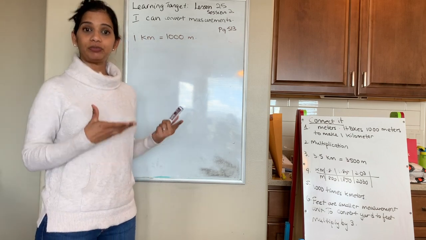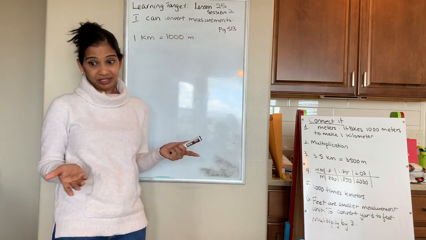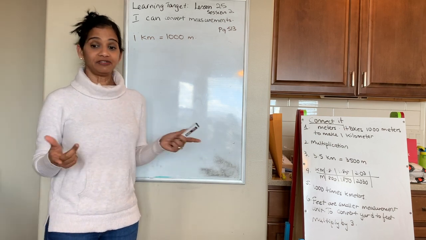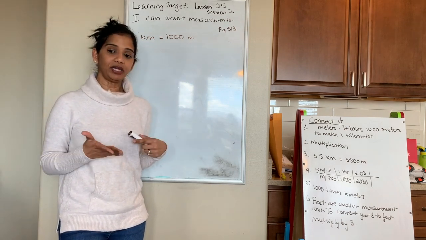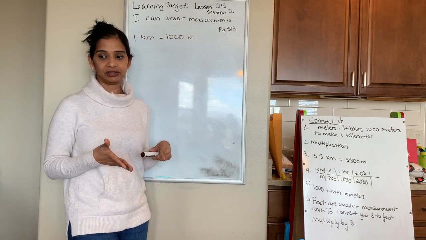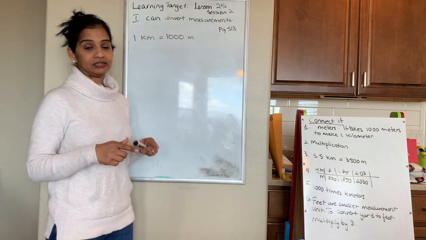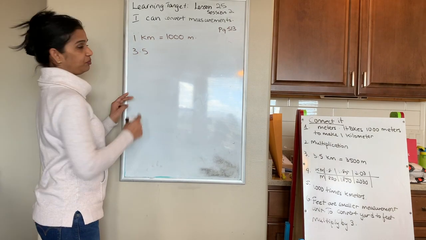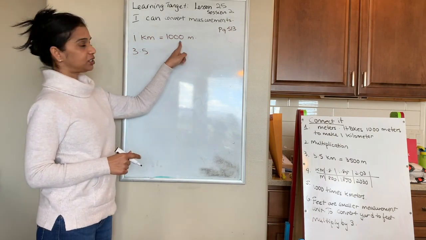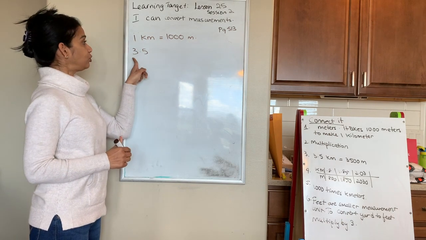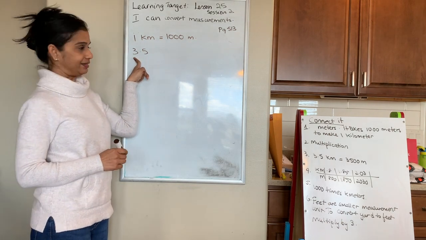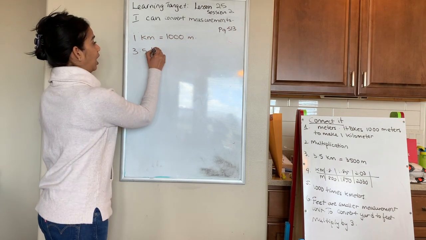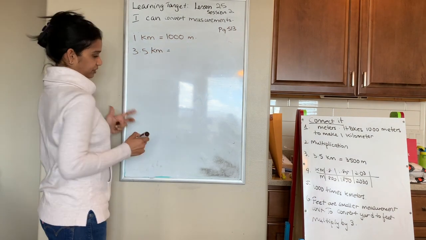So what is this problem about? Kilometers, traveling the world, signs on the road. What are we trying to find out? We're trying to find out how many meters are in 3.5 kilometers. What information is important? The information that they gave you, that 1 kilometer is equal to 1,000 meters. And also, we're trying to get to Paris. Paris is 3.5 kilometers away. How many meters do we have to travel?